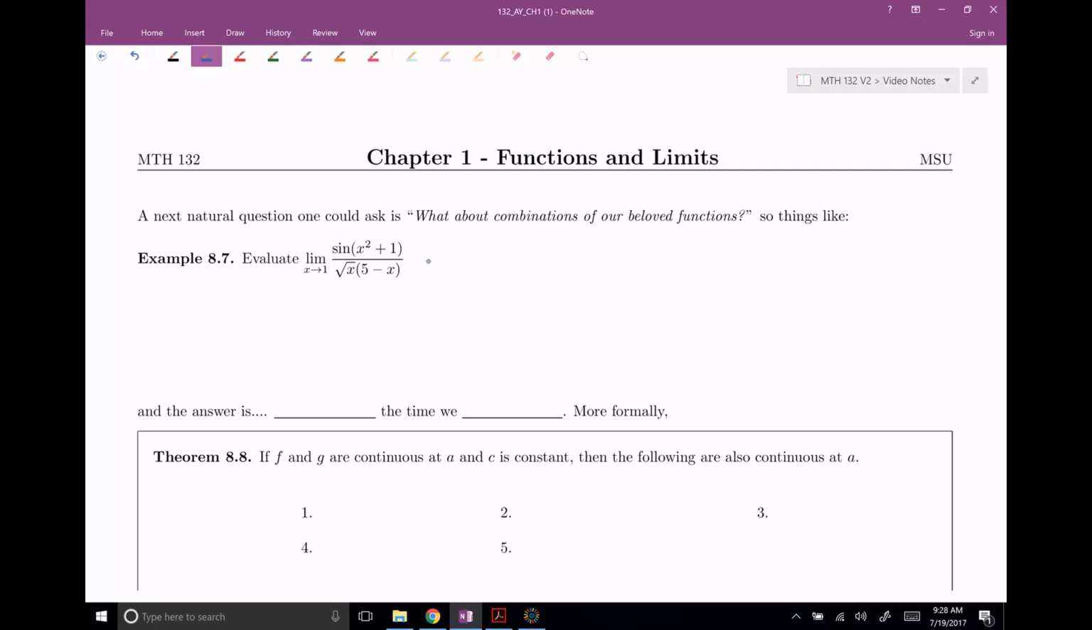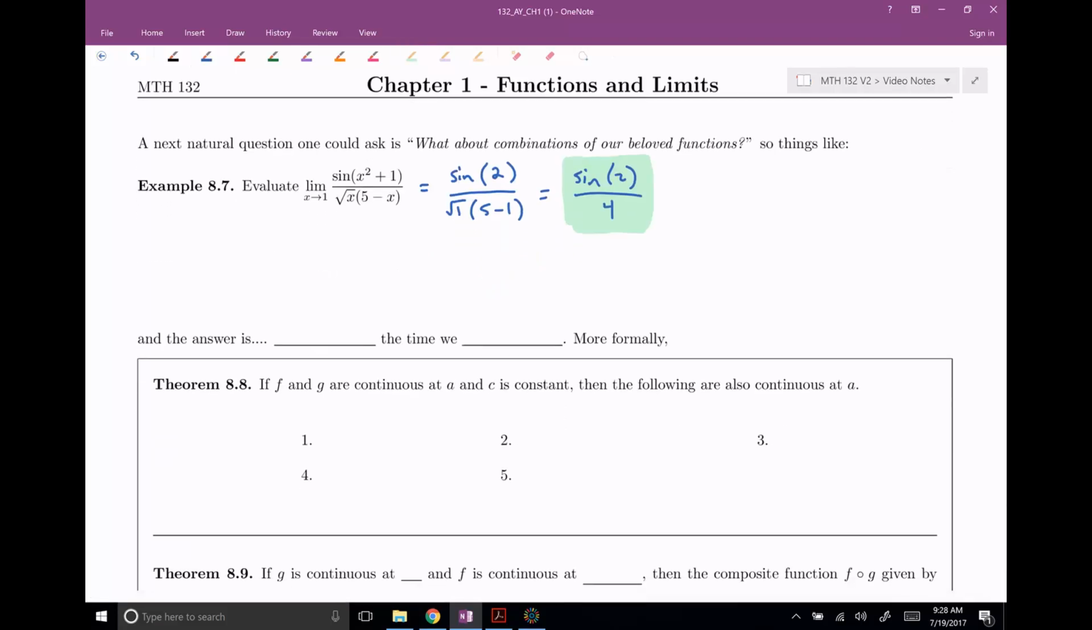So let me go ahead and just plug this in. So this is going to be sine of 1 squared, that would be 1 plus 1, 2, divided by root 1 times 5 minus 1. So this is going to be sine of 2, and then 1 times 4, so that's going to be 4. And that's going to be my final answer here. Okay. So yes, combinations do work. And let me be a little bit more specific, right? The answer is, yeah, most of the time we are fine.